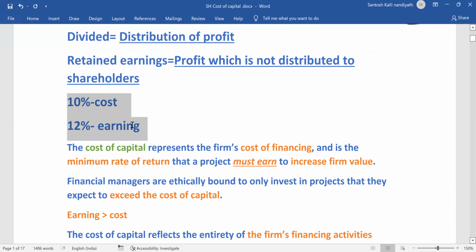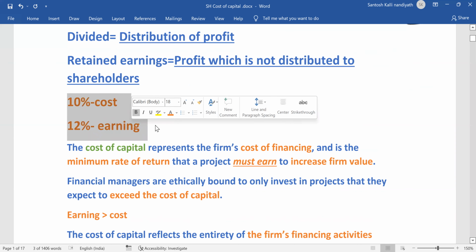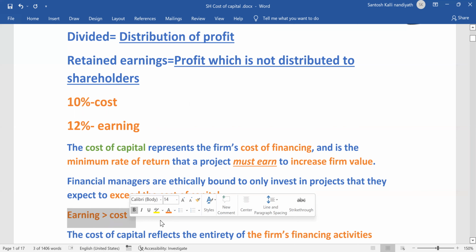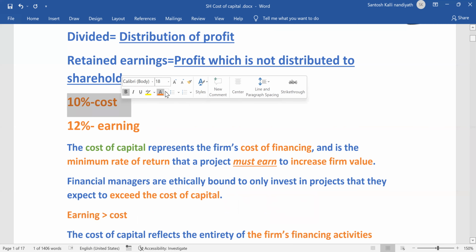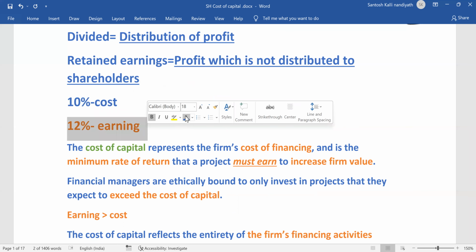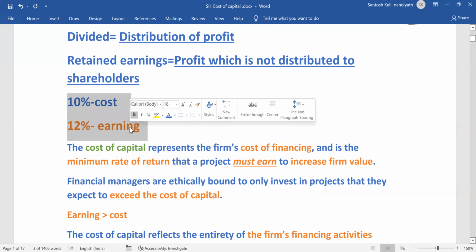Yeah, then only you will be able to generate the profit. Suppose if it is opposite, cost is 12% and the earning is 10%, then you will lose 2%, correct? So generally, a company wants the cost to be lesser than earning. It means earning should be more than cost, correct? So once you are aware how much the cost is, then only you can check whether cost is less than earning or not. That's why this chapter is all about determining how we will determine the cost.